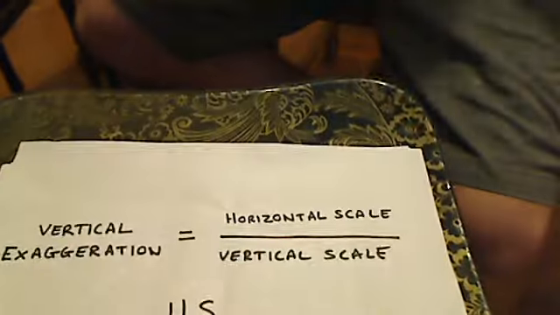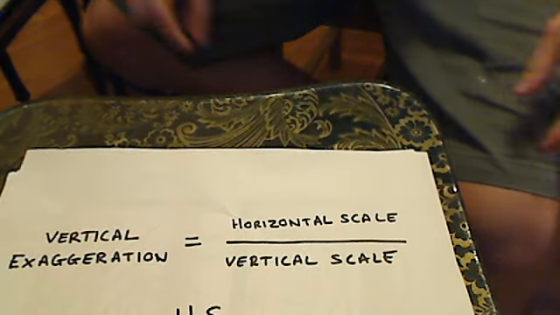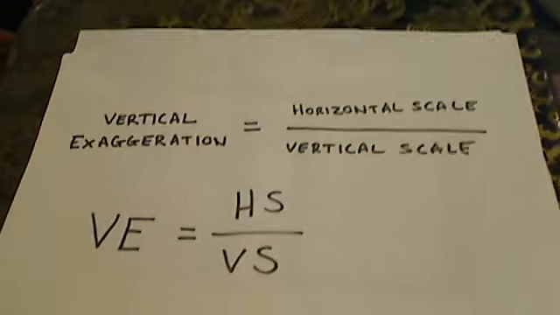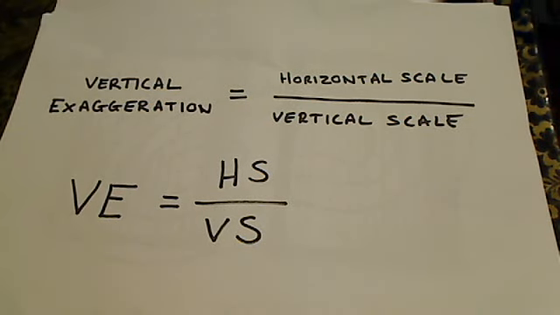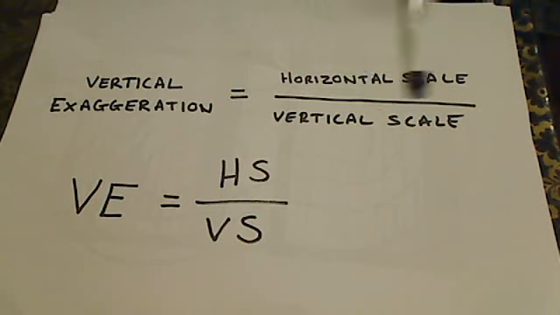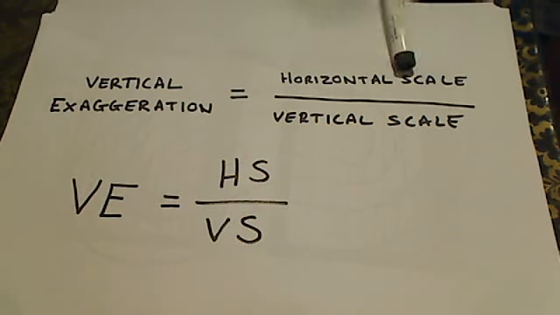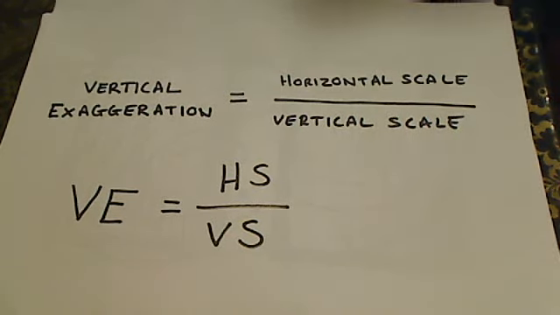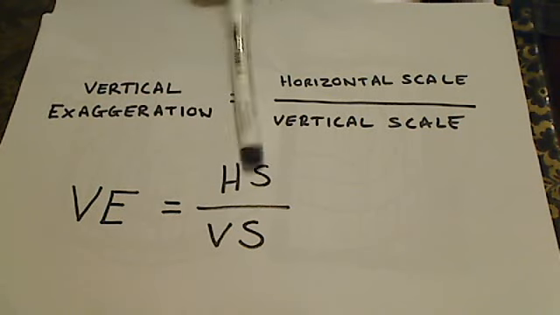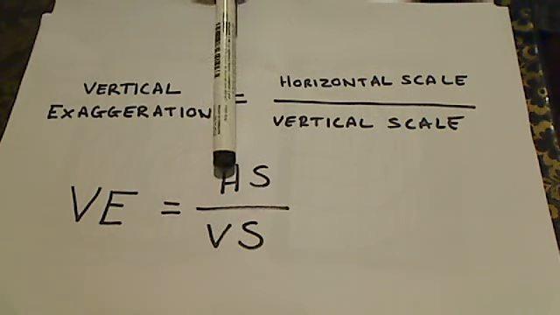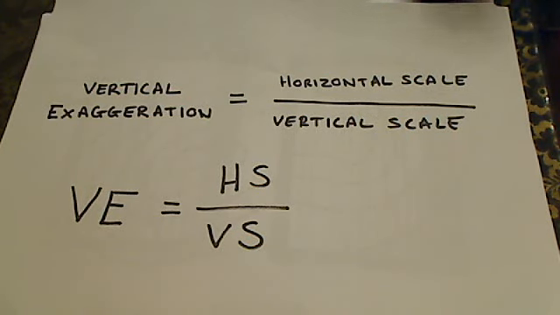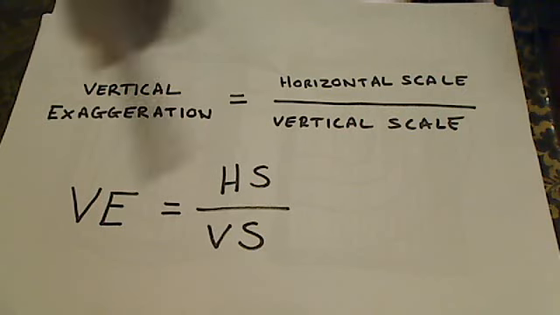Today we're going to be having a look at vertical exaggeration. We've done that a number of times in class. Vertical exaggeration is very simple. It's simply dividing the horizontal scale of a cross-section by the vertical scale of the cross-section. The easiest way to remember that is vertical exaggeration, VE, equals HS divided by VS. And you know which one goes first because H comes first in the alphabet and V obviously comes second, so put that second.